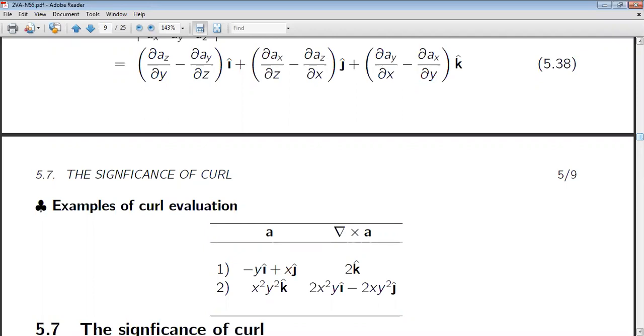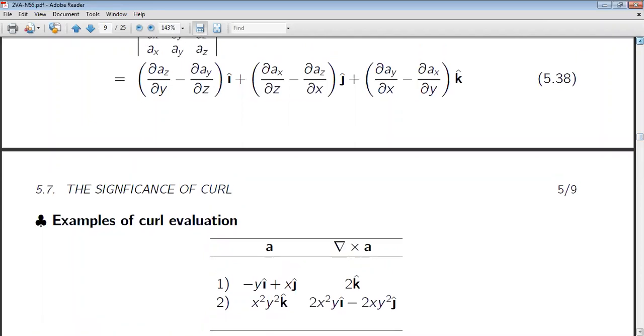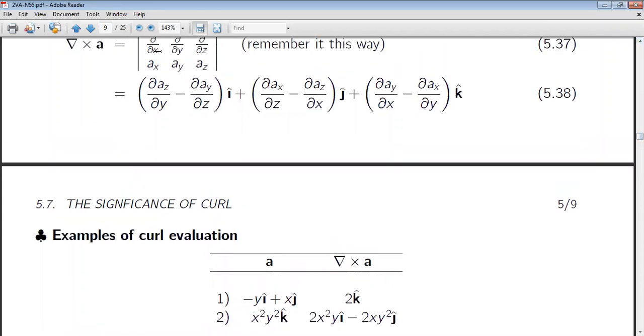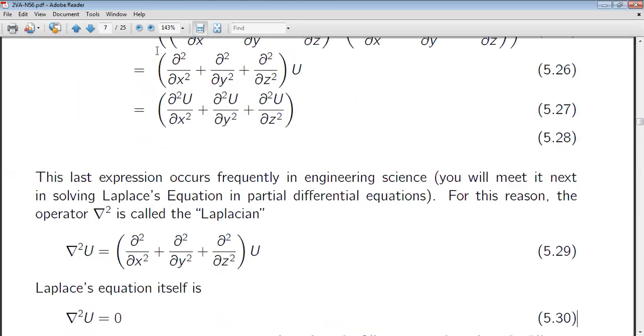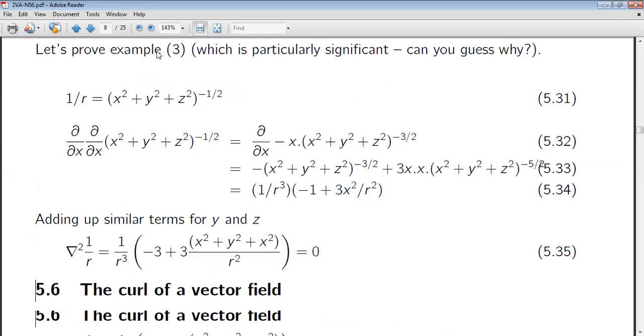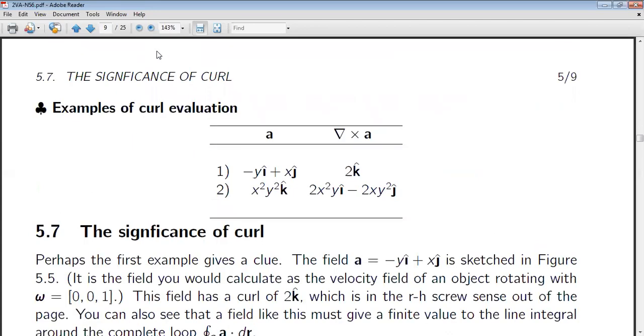Write the curl of the vector as a determinant with i cap, j cap, k cap. What did we write in the second row? You have to write the coefficients of i cap, j cap, k cap, that is del/del x, del/del y, and del/del z. The third row elements are important here. What are the third row elements? What is the value of the A vector? Minus y i cap. That is, the value of Ax will be minus y, the value of Ay will be x, and the value of Az will be 0.